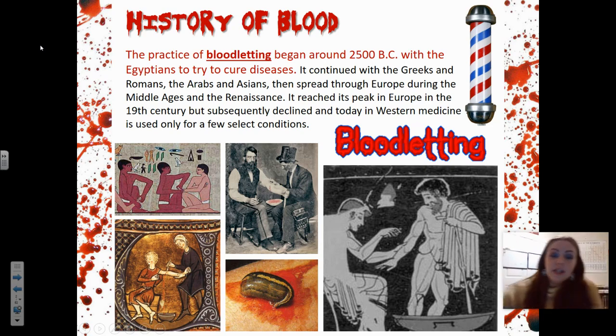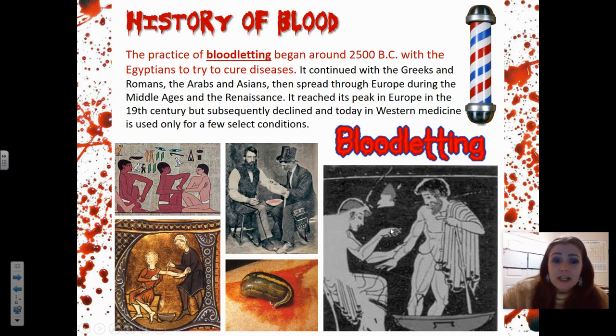So the practice of bloodletting began around 2500 BC. That's before the time frame that we're in right now. So it's 2021, so that's 2021 years, and then that's 2500, so even before that. Okay, so we're talking a really, really long time ago. But they're still doing bloodletting.